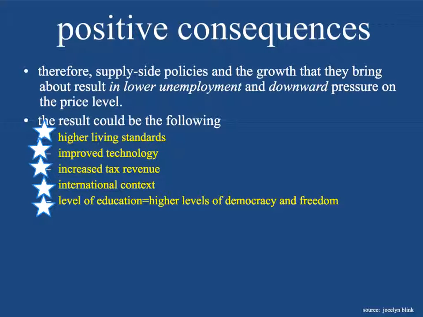And if you look at the places that have the highest levels of education, they tend to be democratic societies, with education for both men and women. And so that's an interesting consequence or outcome of economic growth, that there really isn't a wealthy, uneducated country in terms of their average person. Okay, so those 6 things: higher income levels, higher living standards, improved technology, increased tax revenue, international context, the level of education equaling higher levels of democracy and freedom.